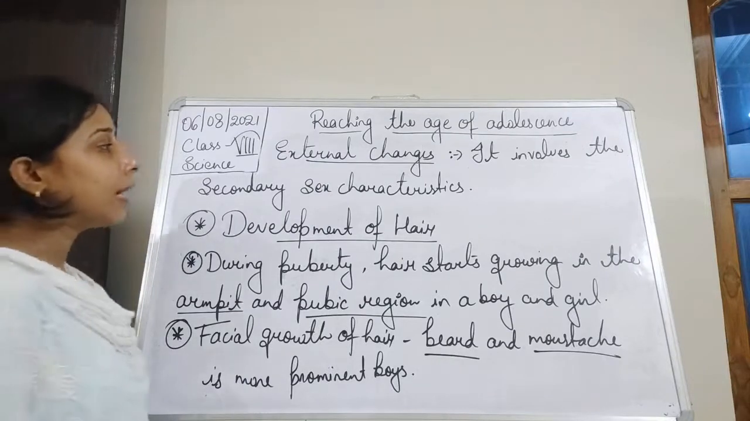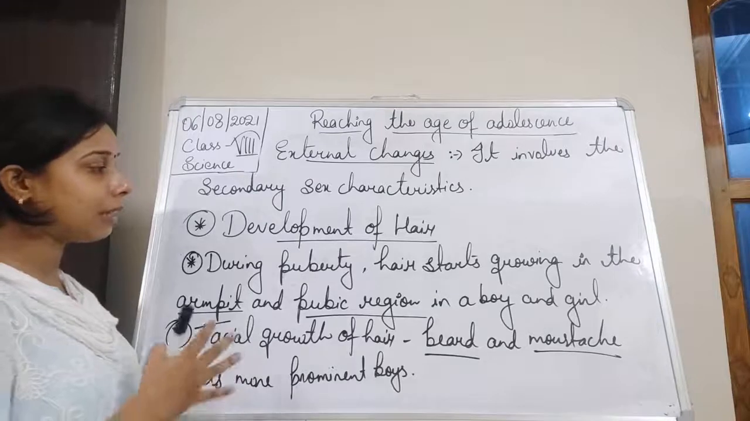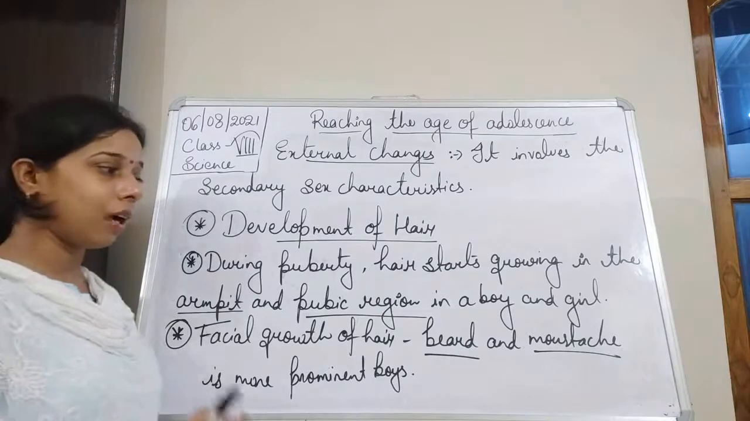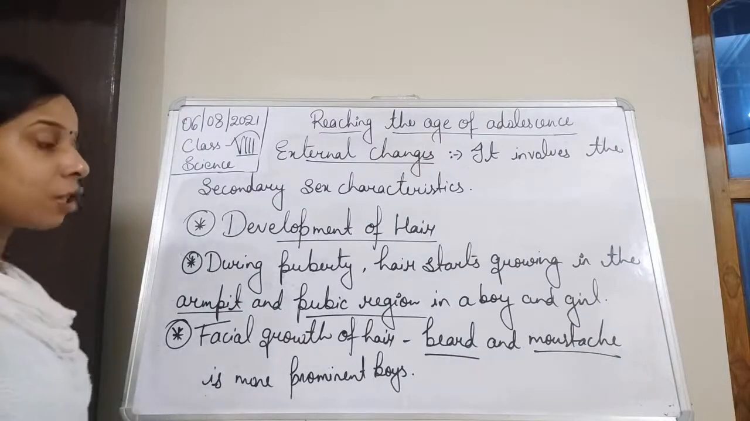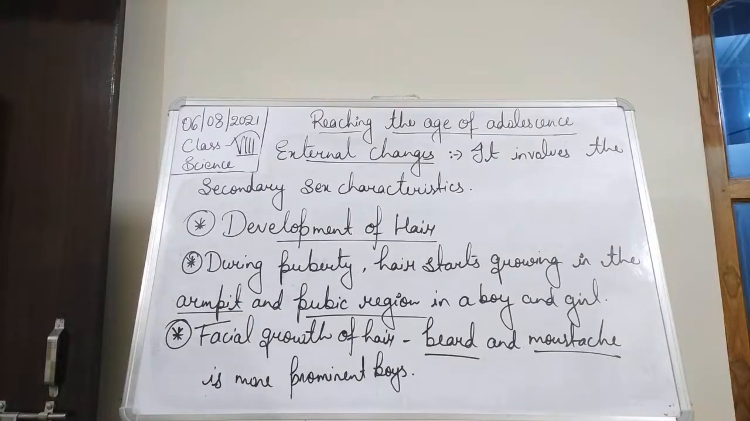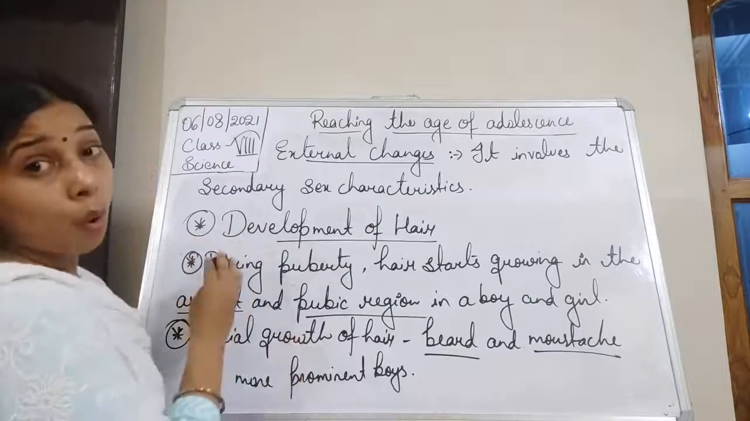So the second external change, the second characteristic that we can see here, is the development of hair. The hair growth occurs in both the boys as well as the girls, but it is more prominent in the boys than the girls. Now let us see the next kind of change that we will observe, which is the voice change.